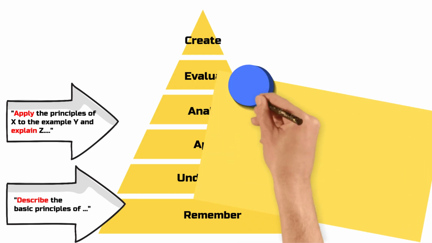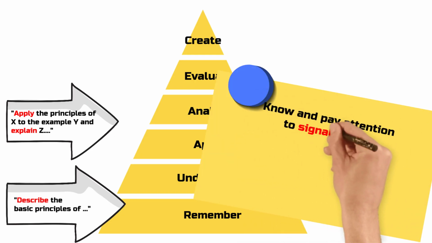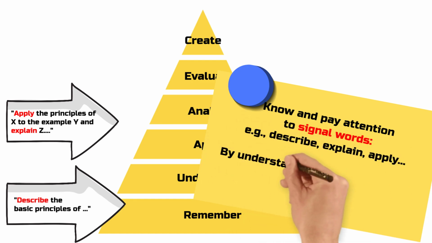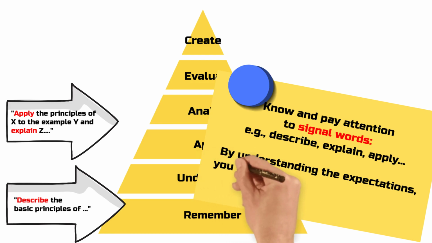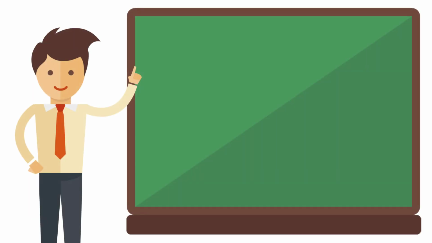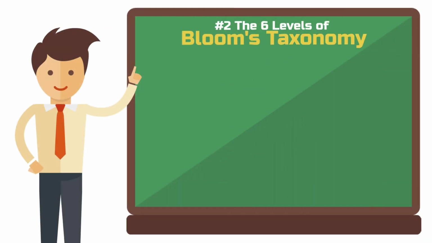When you see keywords like describe, explain, apply, you'll know how professors structure their exams, what the expectations for top grades are, and you can tailor your exam prep and study techniques accordingly. So let's look at the 6 levels of Bloom's taxonomy.